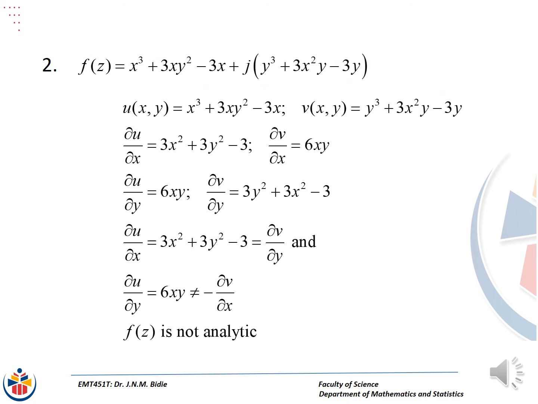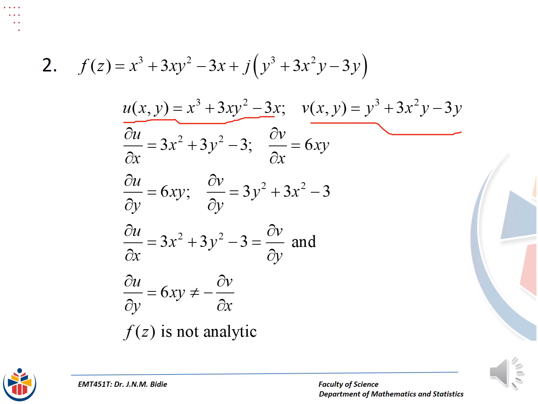Number 2. F of z has been given already in terms of u and v, and therefore we just specify what u is and what v is, and then find the derivatives. The derivative of u with respect to x is 3x squared, and then we've got 3y squared minus 3. And then v with respect to x is just 6xy. The other two terms don't have x, so we treat them as constants.